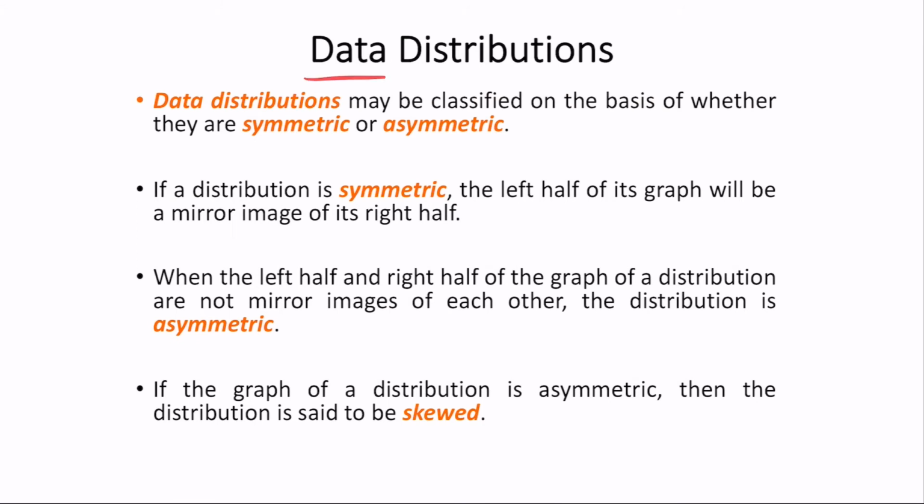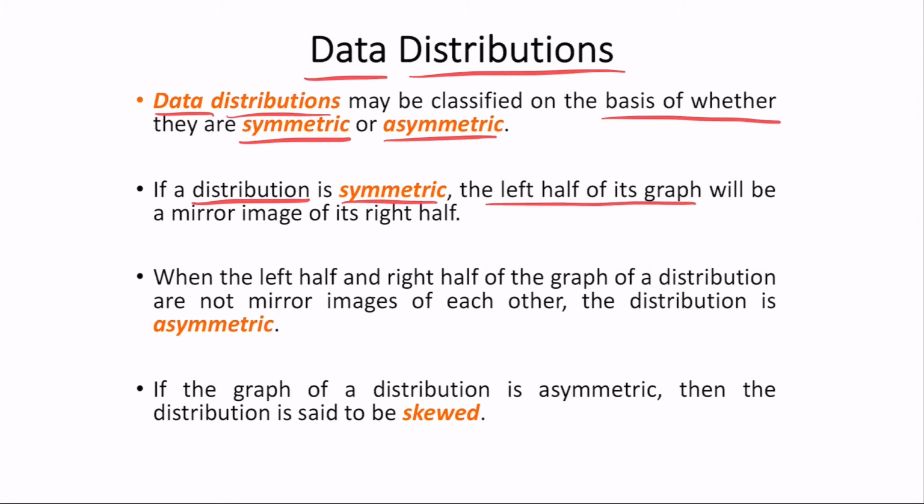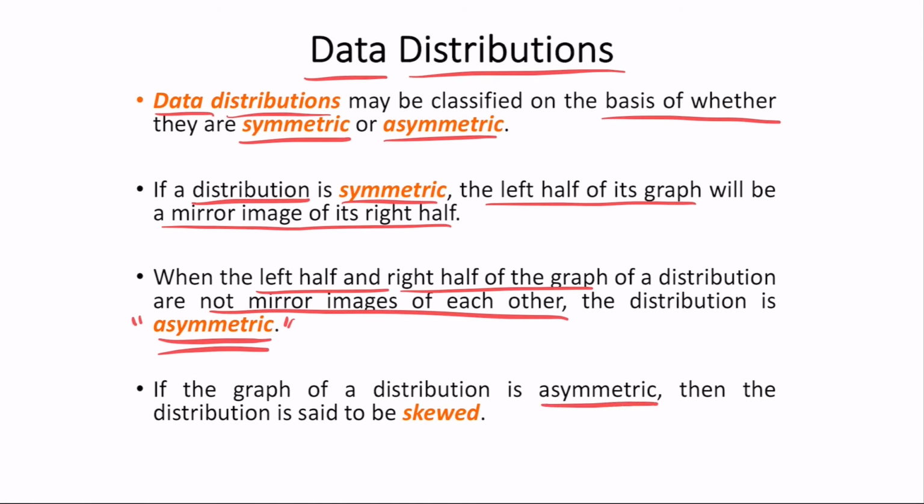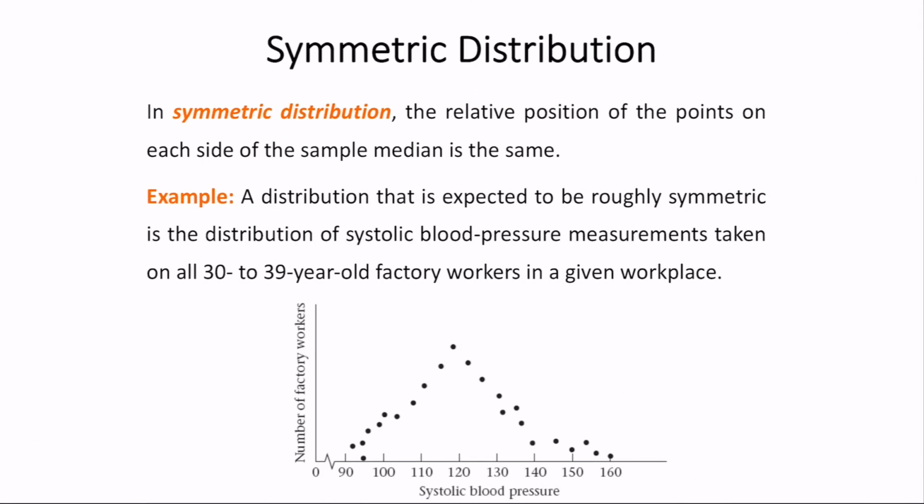Next let's talk about data distributions. Data distributions are basically classified on whether the data is symmetric or asymmetric. If a distribution is symmetric, the left half of its graph will be a mirror image of its right half. When the left half and the right half of the graph are not mirror images, it's called an asymmetric distribution. If the graph of the distribution is asymmetric, then we call it a skewed distribution. So this is the idea behind skewed distribution.